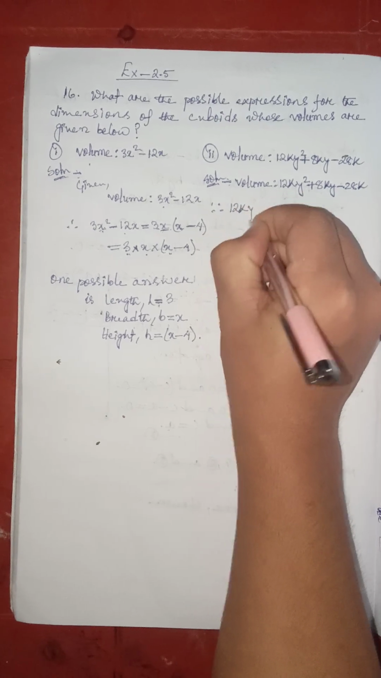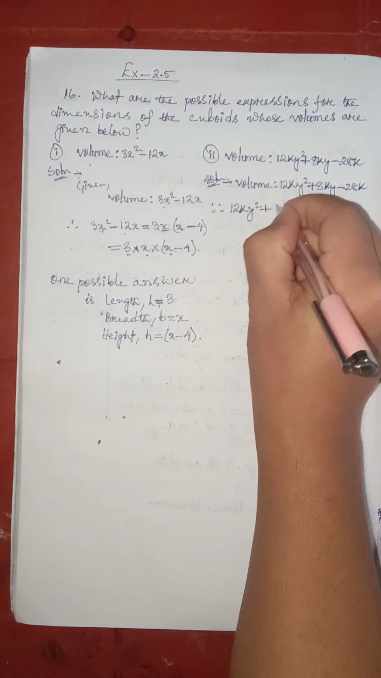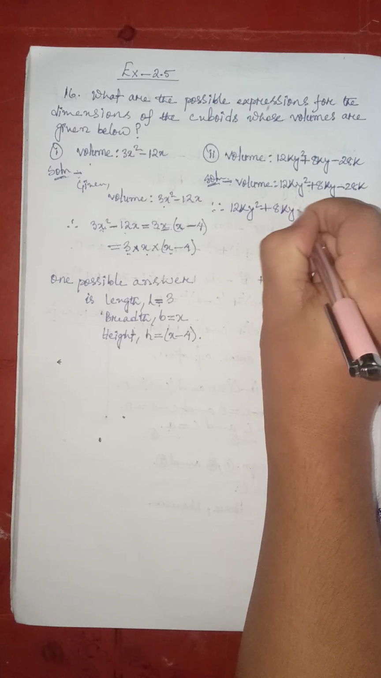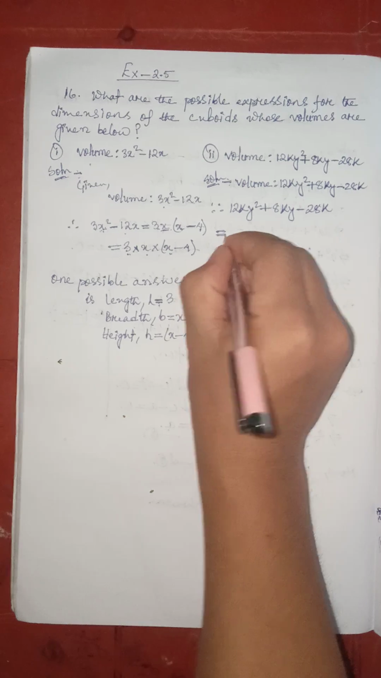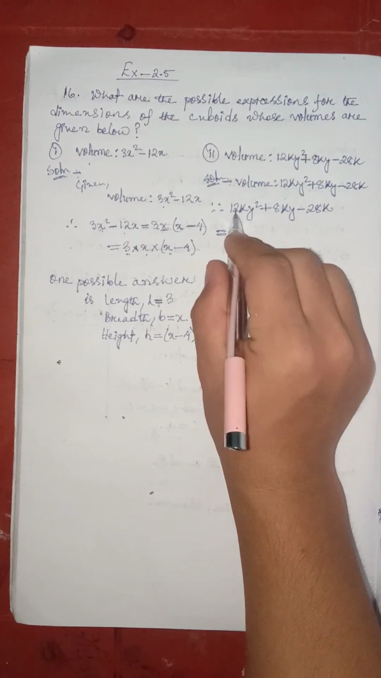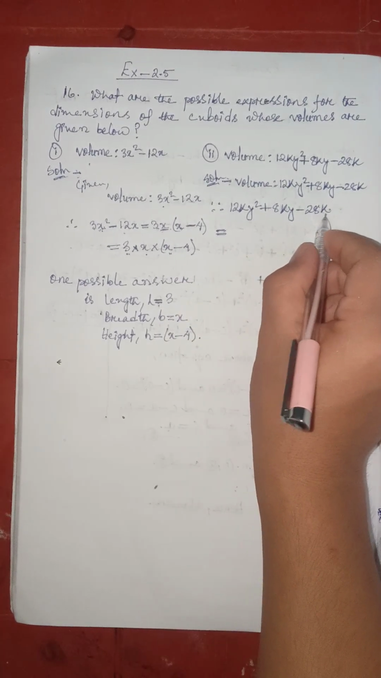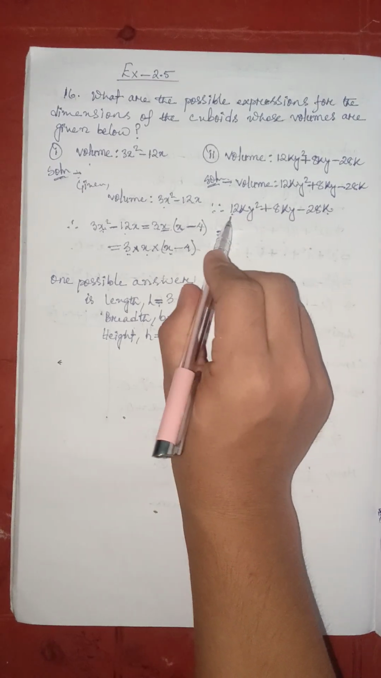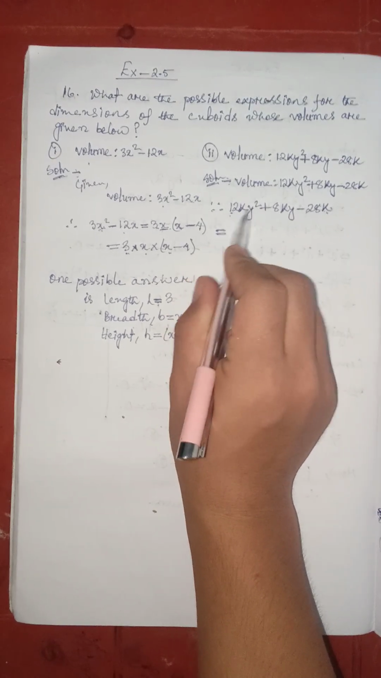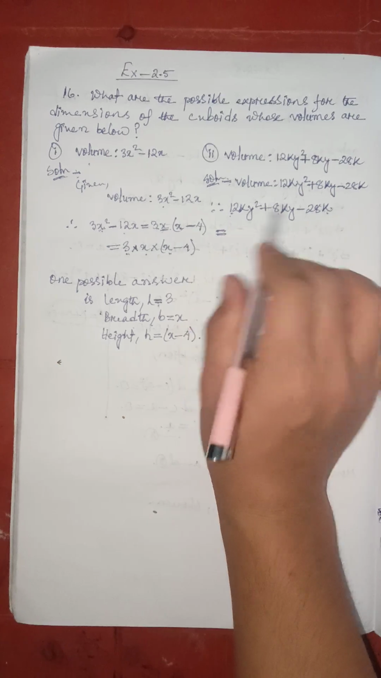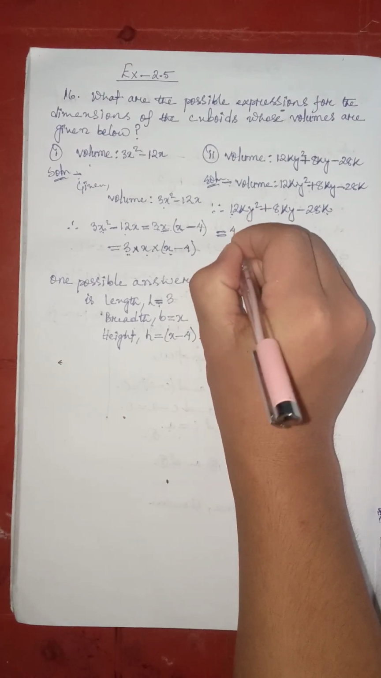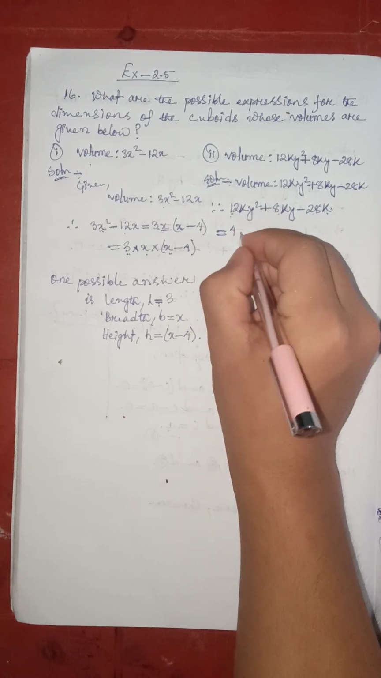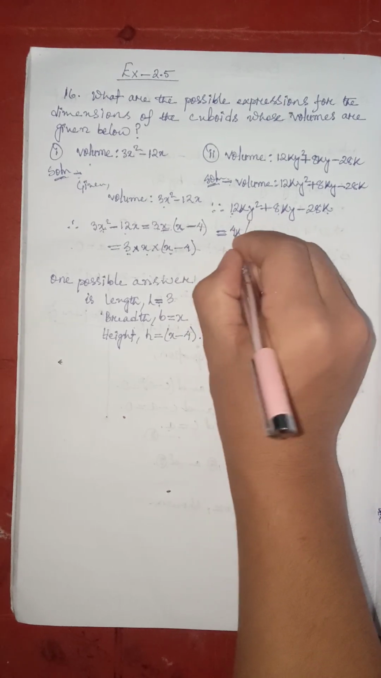It will be 12ky square plus 8ky minus 28k. Then from this, whatever is common, you can try to take it out. 4 times 3 will give you 12, 4 times 2 will give you 8, and 4 times 7 will give you 28. That means we can take 4 as the common. Now we'll take 4k.